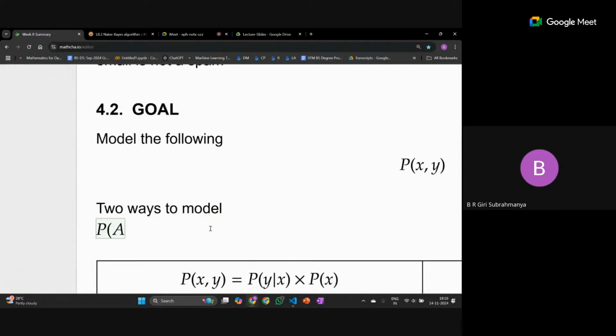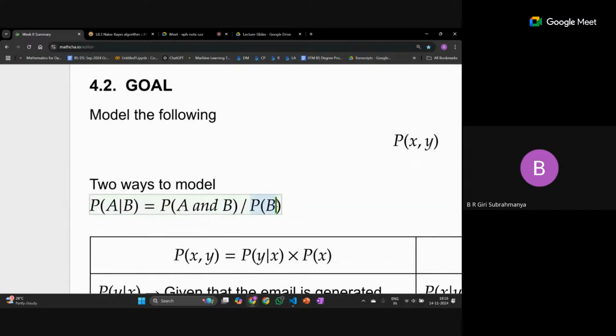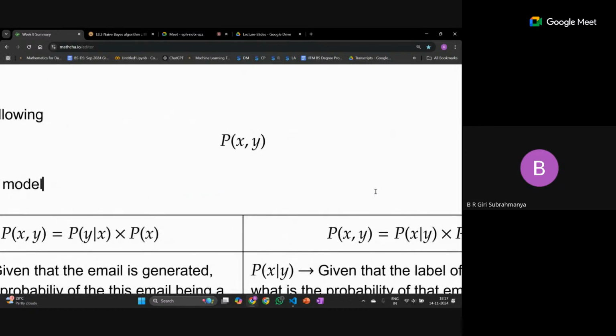So like p of a given b is equal to p of a and b divided by p of b, or it is also equal to p of b given a, p of a and b divided by p of a. Okay, so this is Bayes rule. Now we can take this to the other side. So this will mean that p of a and b is equal to p of a given b into p of b, or it is also equal to p of b given a into p of a. All right, so this can be written in two ways. So let's look at the two ways and see in which way we are going to model.